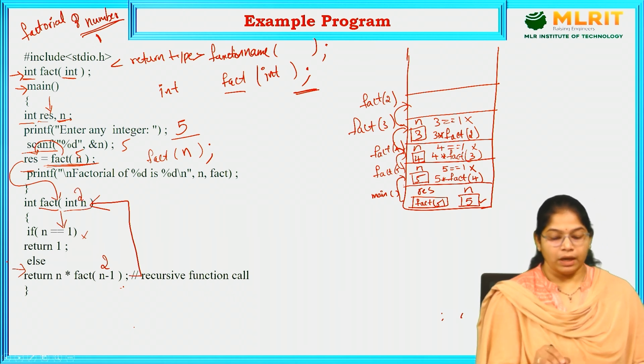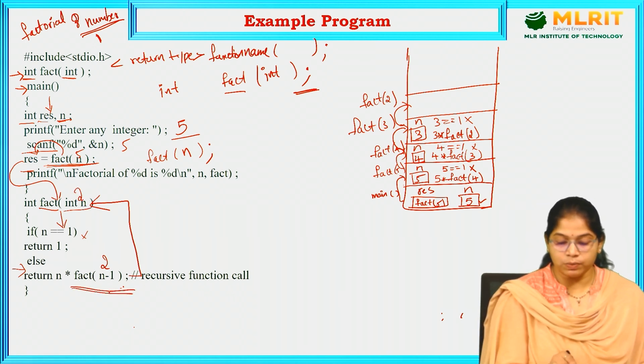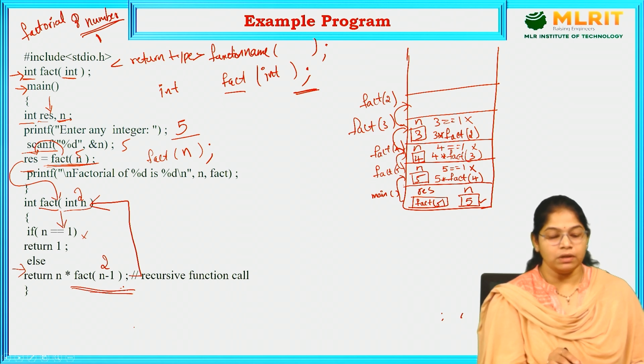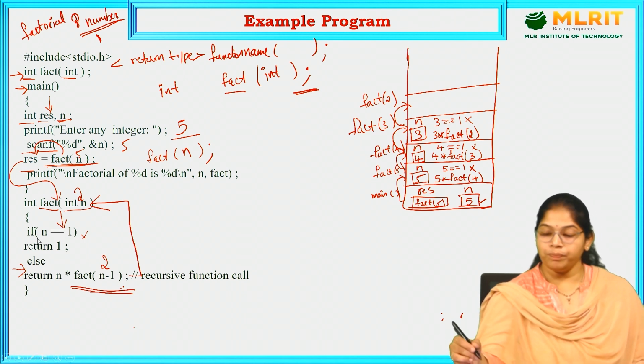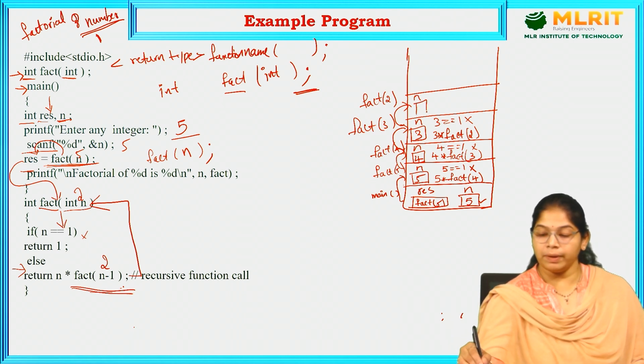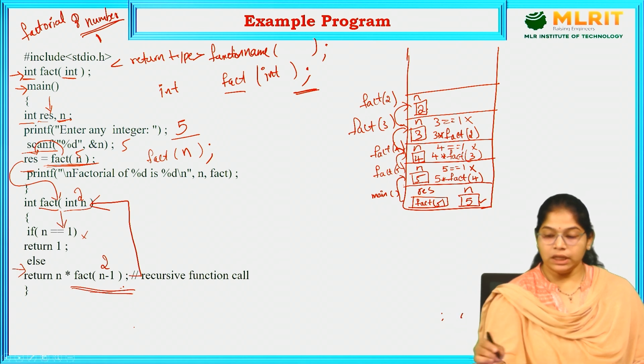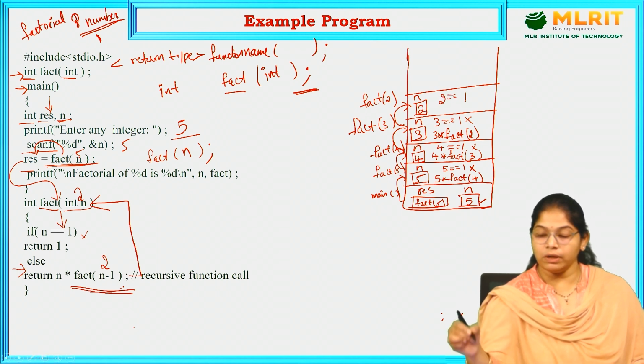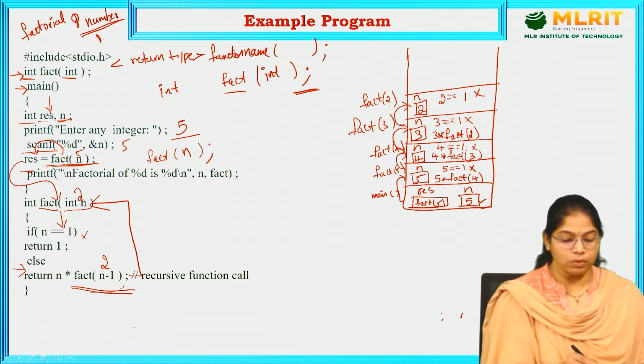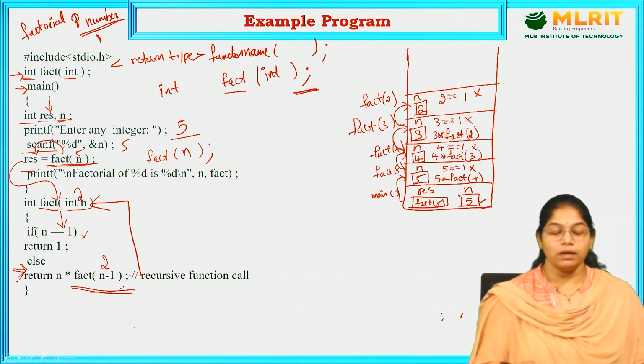2. Again, it is a function call. Fact of n minus 1 is recursively calling the function. Here, n value is 2. In this segment, n value is 2. Is 2 equal to 1? No. So, the control has to execute the else block of statements.